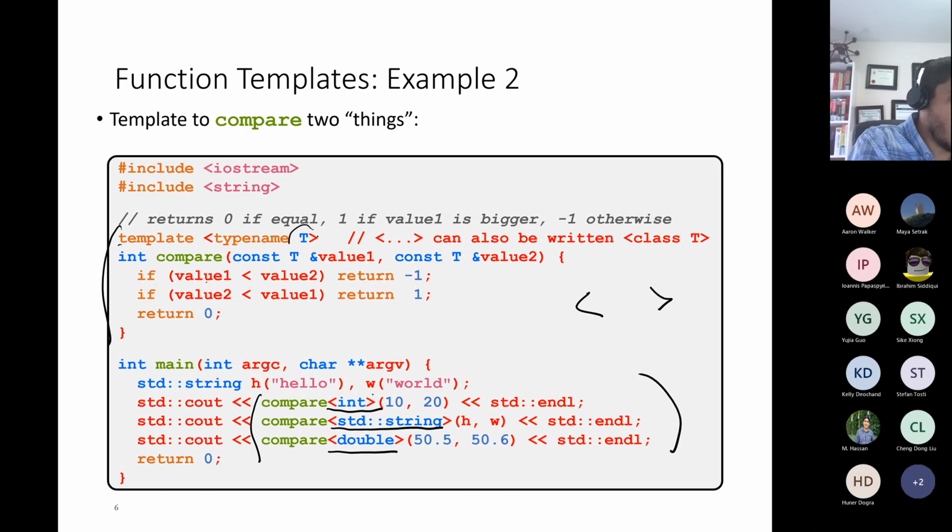Simply here, I only have T, which is a single type. I want to replace it with an int, so I'm writing this to be an int. If I want it to be string, then I will write string. If I want it to be double, then I will write double, right?